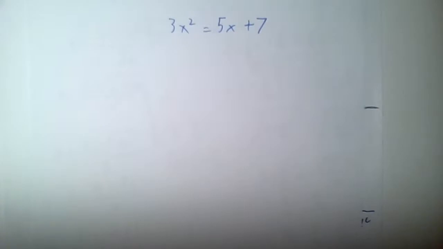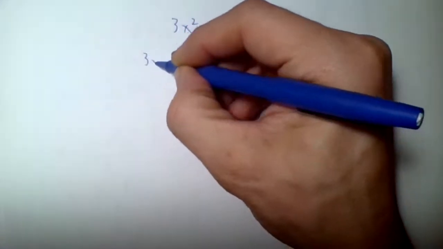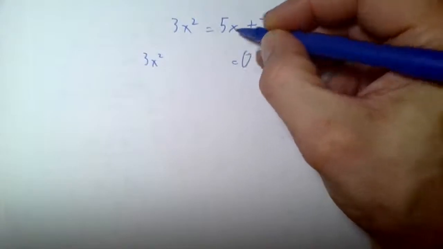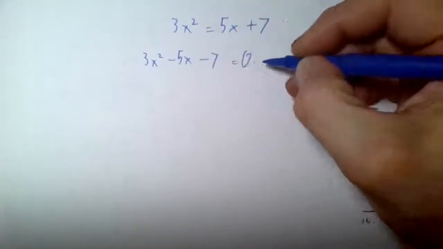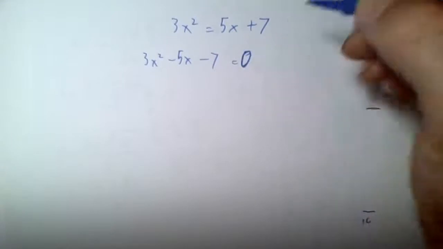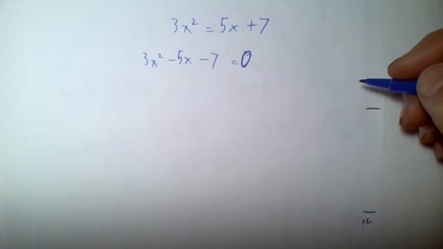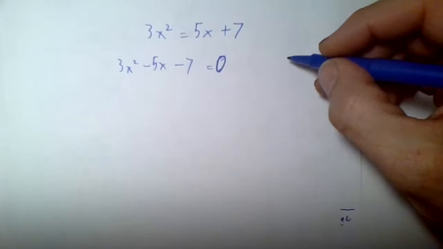So moving everything to one side should come to mind, because that's what we did with the zero factor property. We had to get our 0 first, right? So I want 0 here, so I subtract 5x and I subtract 7 and I get 0 on one side. And then I try to factor it, but you're going to find out this one doesn't factor.